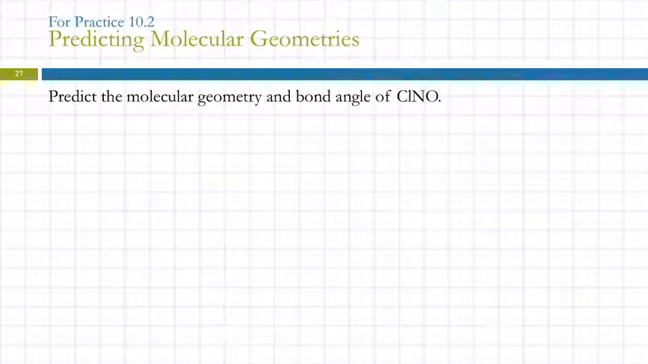Okay, so let's predict the molecular geometry and the bond angle for this guy, ClNO. Okay, so we're going to predict the geometry for this guy. First thing is Lewis structure. Trigonal planar, 120. Okay, that's your prediction.